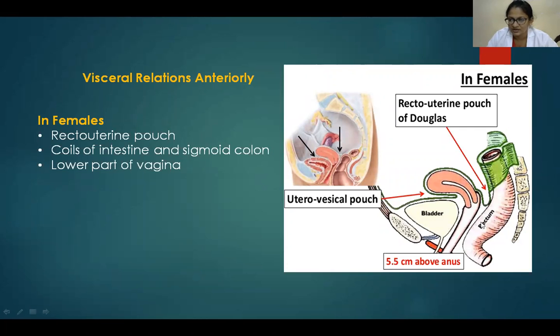and the lower part is related with the vagina. The lower part is related with the lower part of the vagina. This is the fundus of the uterus, this is the body, and this is the cervix. So this is the vagina. The lower part of the rectum is related with the lower part of the vagina. These are the anterior relations of the rectum in females.